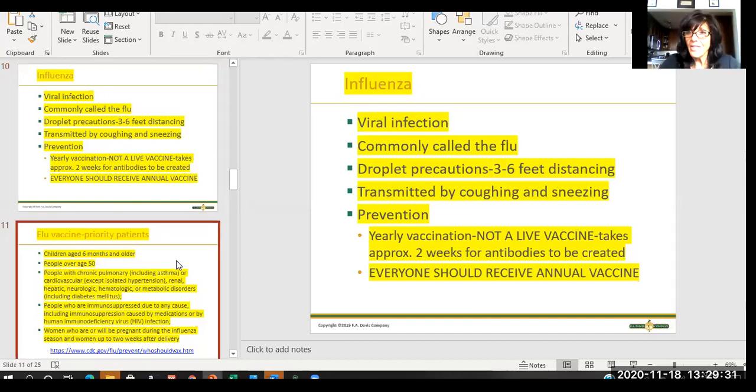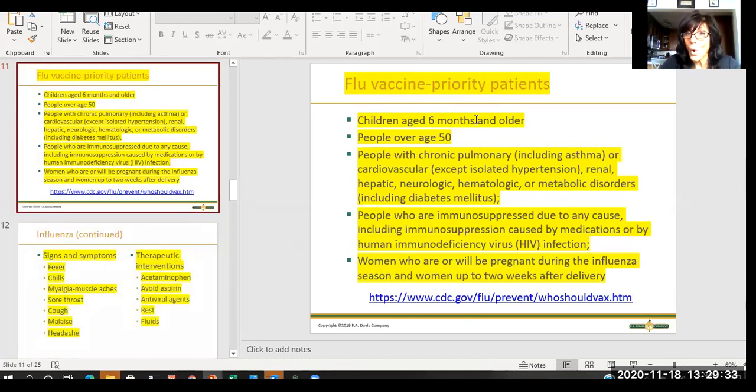So anybody that is 6 months of age or older should get the flu shot. People over age 50 are a priority. Anybody with a chronic pulmonary issue, including asthma, cardiovascular issues, renal issues, hepatic issues, neuro issues, hematologic issues, metabolic disorders, right? Everybody should get the flu shot. Women who are pregnant should get the flu shot.